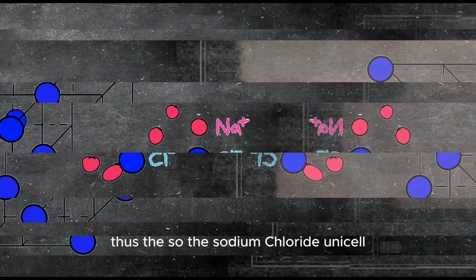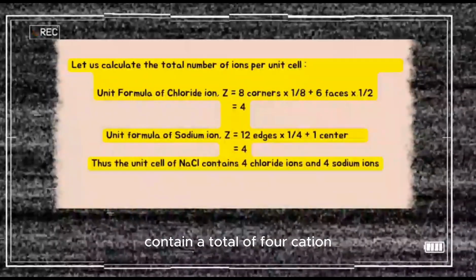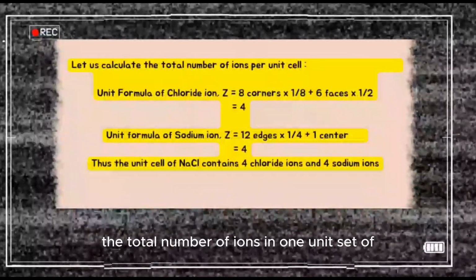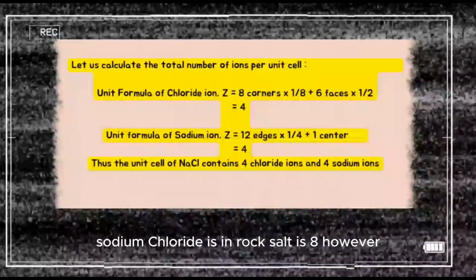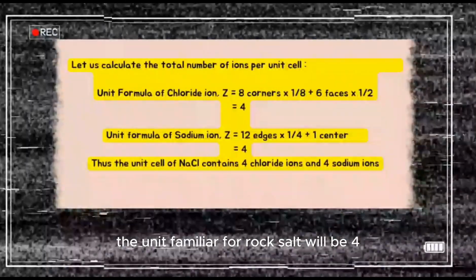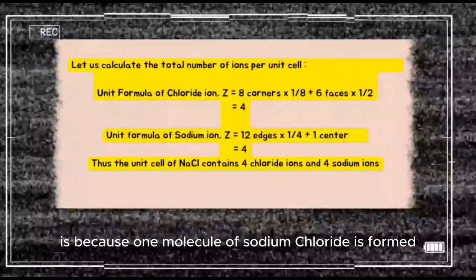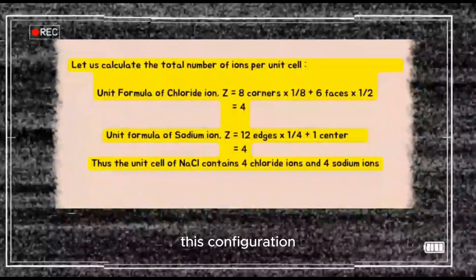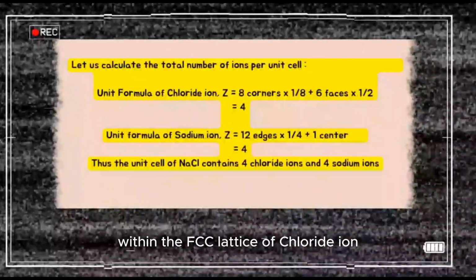Thus, the sodium chloride unit cell adopting a face centered cubic structure contains a total of 4 cations and 4 anions. Don't get me wrong, the total number of ions in one unit cell of sodium chloride in rock salt is 8. However, the unit formula for rock salt will be 4 instead of 8. It is because one molecule of sodium chloride is formed from 1 sodium ion bonded to 1 chloride ion. This configuration ensures that sodium ions fill the octahedral voids within the FCC lattice of chloride ions efficiently and symmetrically.